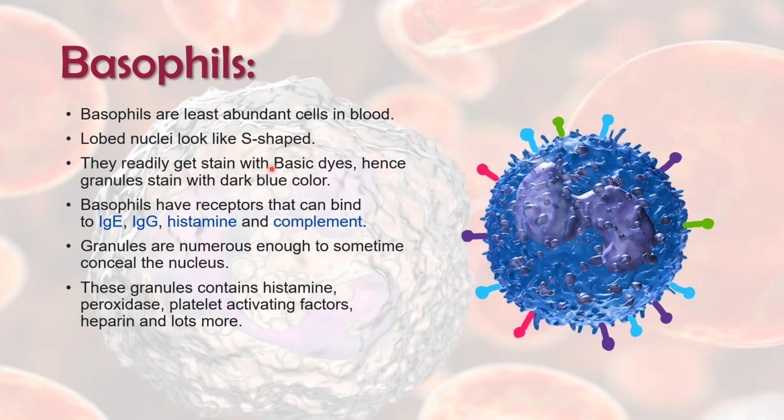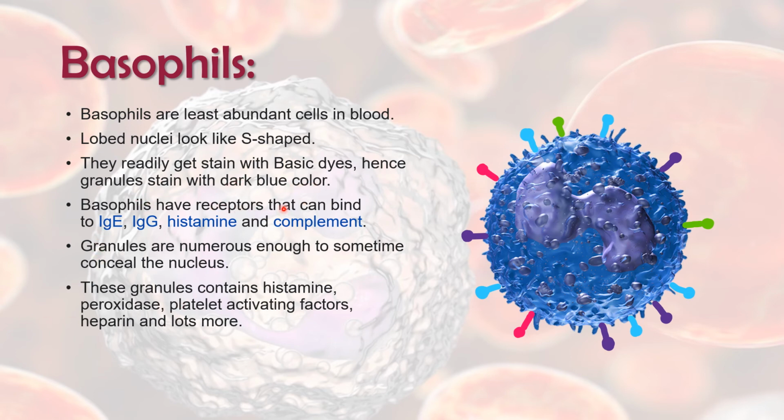They readily get stained with basic dyes, hence the granules stain dark blue. So as its name indicates, basophils love basic dyes. That's why their granules stain dark blue.